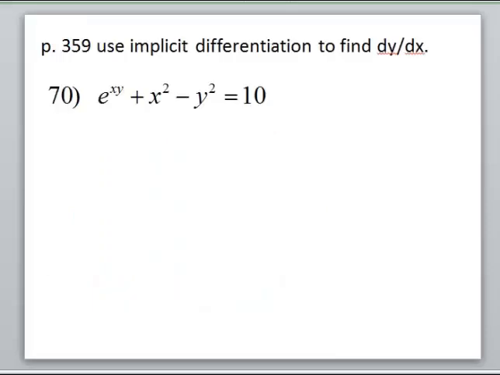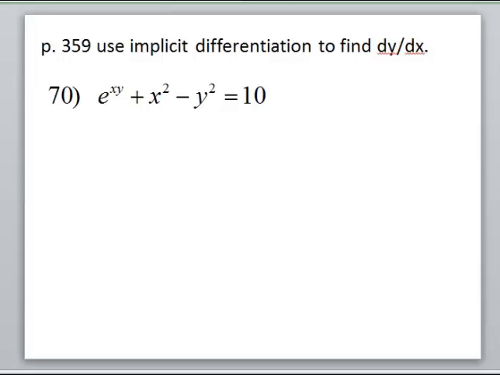And we're getting ready for the next problem. This one is asking me to use implicit differentiation, and that's because I have x's and y's within the problem. This one's going to be a complicated problem, but if we just take it slowly and use all the rules that we've learned so far, we'll be able to get through this.